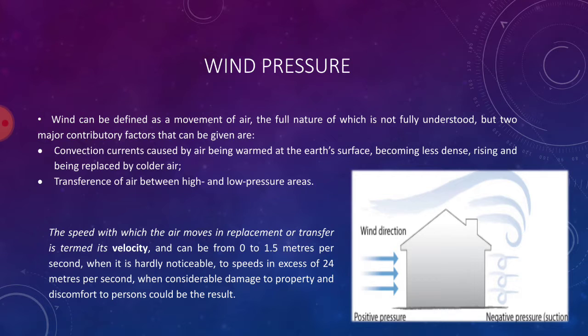As you can see in the picture on your bottom right, which shows a house and the way in which wind pressure operates, we have the positive pressure that hits the faces of the building, and then the wind makes its way around the building to the rear end, and this is known as negative pressure and causes a suction effect, as I will be showing you very shortly.